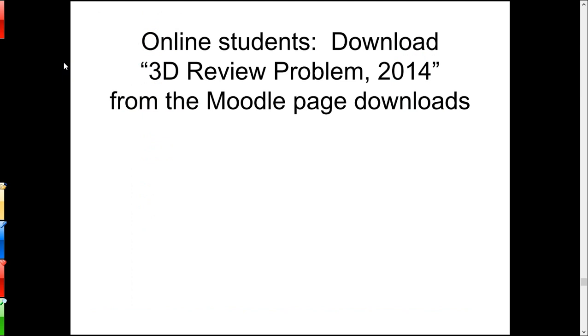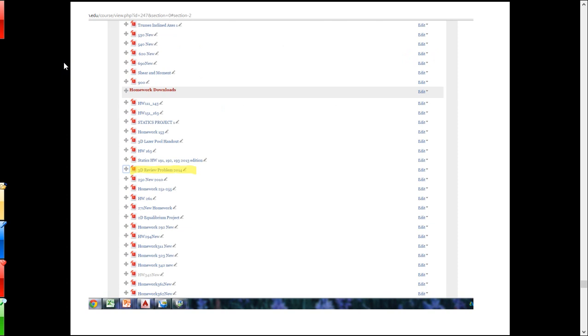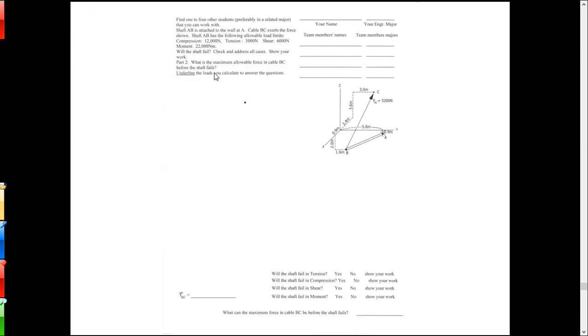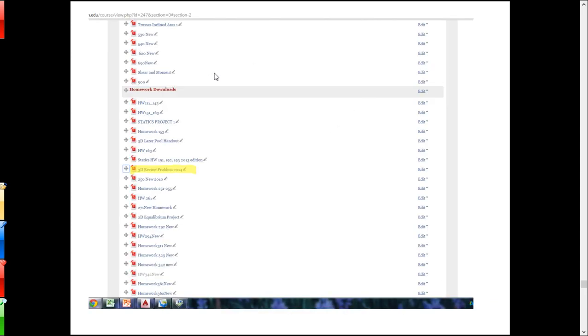Okay, so this is a review problem. It's the 3D review problem. It's available in the Moodle page downloads. Okay, so it's in the homework downloads is where it is. This thing is called 3D Review Problem 2014 in the homework downloads.